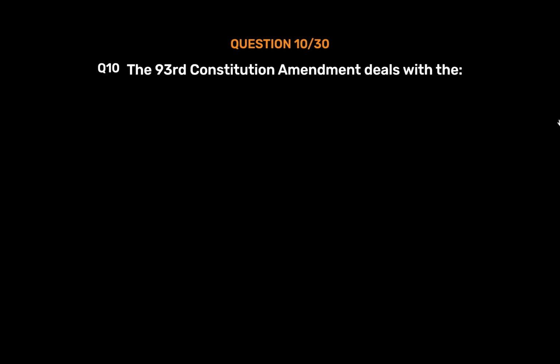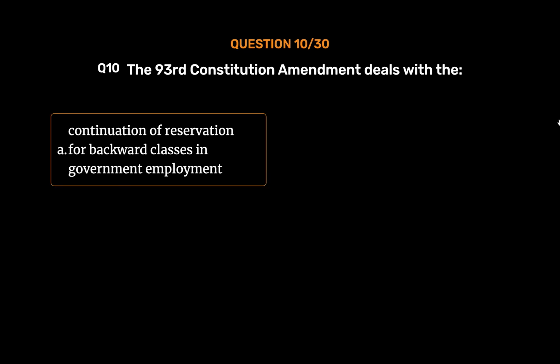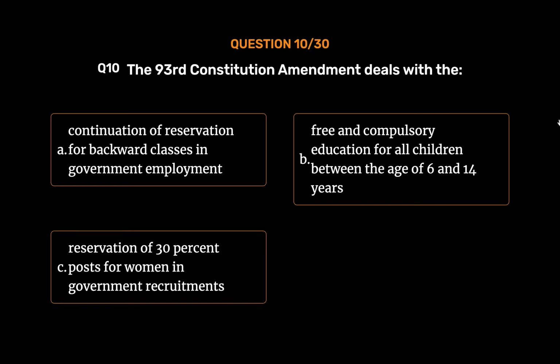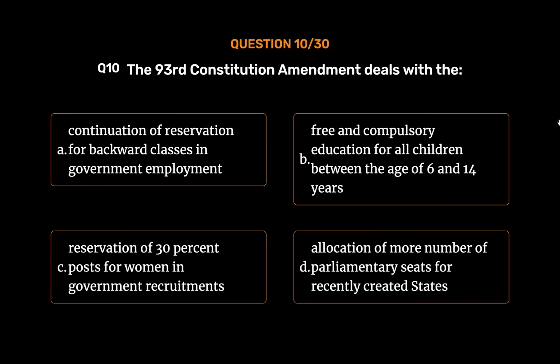Question number 10. The 93rd Constitution Amendment deals with: Option A. Continuation of reservation for backward classes in government employment. Option B. Free and compulsory education for all children between the age of 6 and 14 years. Option C. Reservation of 30% posts for women in government recruitments. Option D. Allocation of more number of parliamentary seats for recently created states. The correct answer is option C.